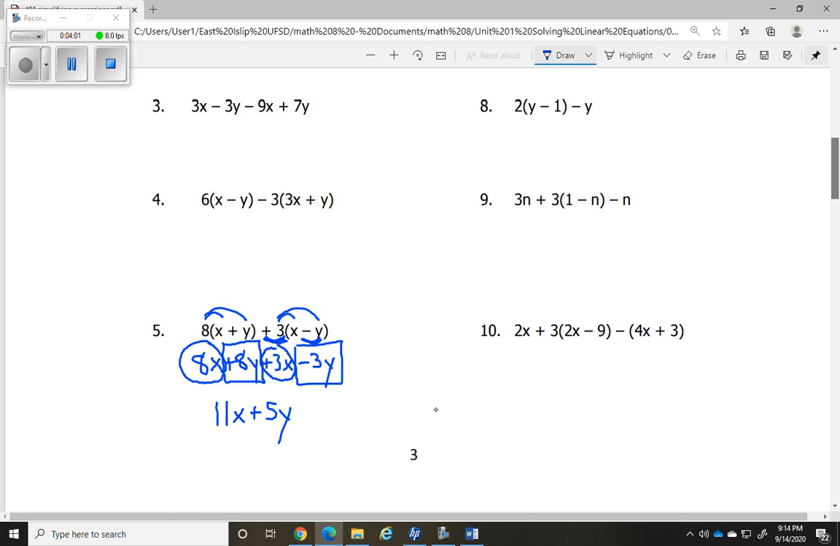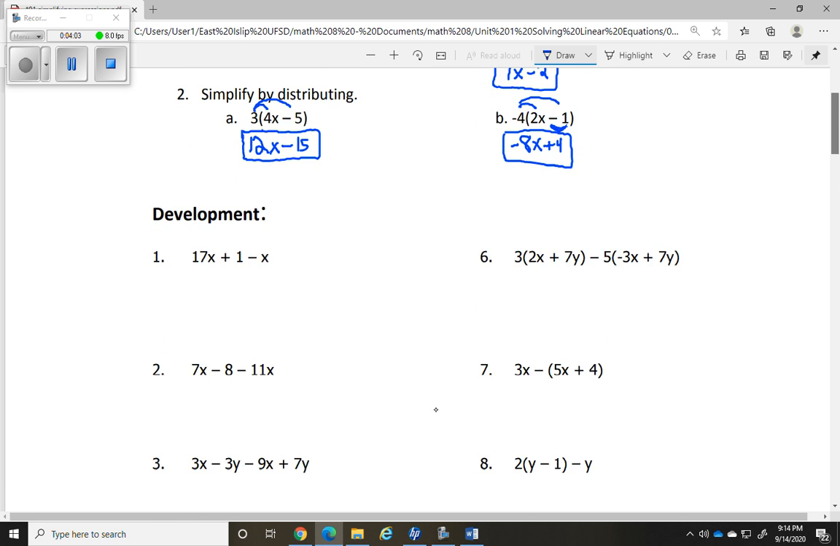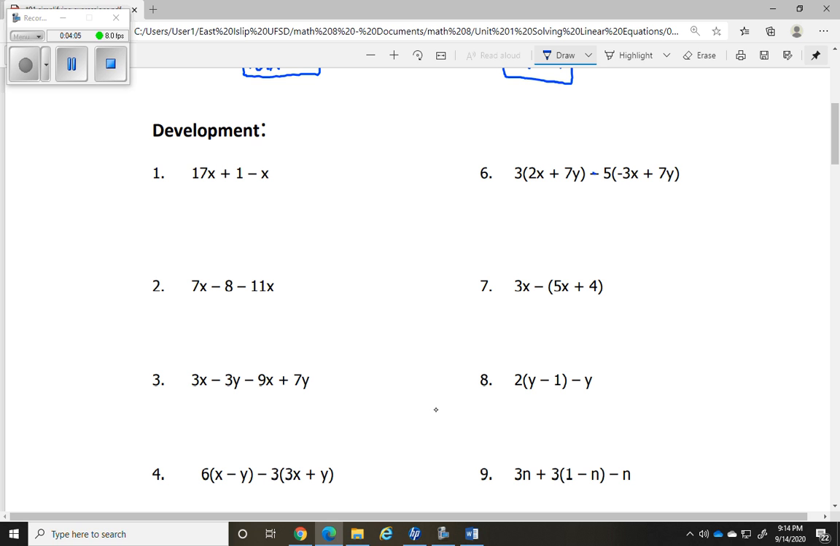Let's do number 6. It's just like number 5, except that there's this minus sign here that we have to be careful about. This first distributing isn't so bad. This gives me a 6x plus 21y. And now I have to be careful here. This is a negative 5 getting distributed. So I have to do negative 5 times negative 3 to get a positive 15x.